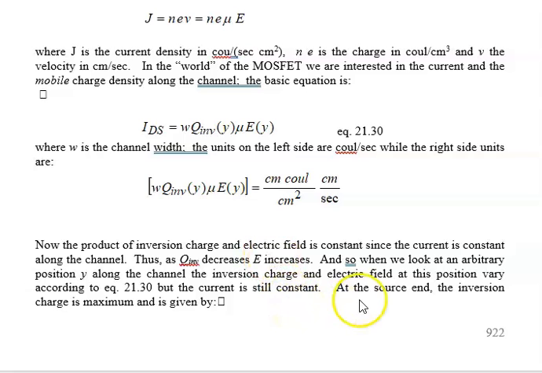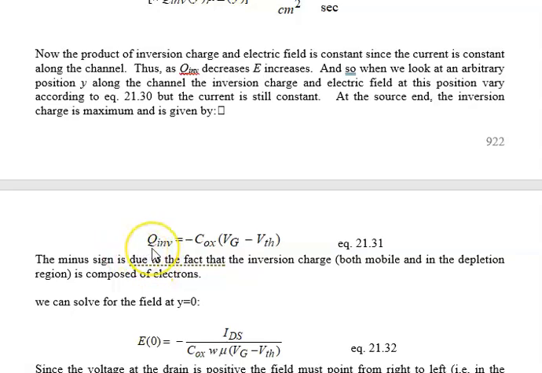So we start at the source end, and here we have an expression for the inversion charge at the source end. The negative sign is due to the fact that it is electrons. Electrons are negative. This here, Vg minus V threshold, is positive because in strong inversion, the gate voltage is above threshold, and there's no channel voltage because at the source, the channel voltage is 0. So that's pretty straightforward. We've seen that many times.